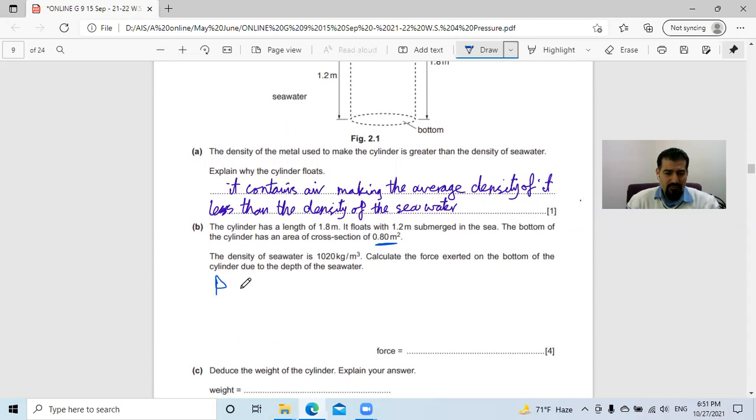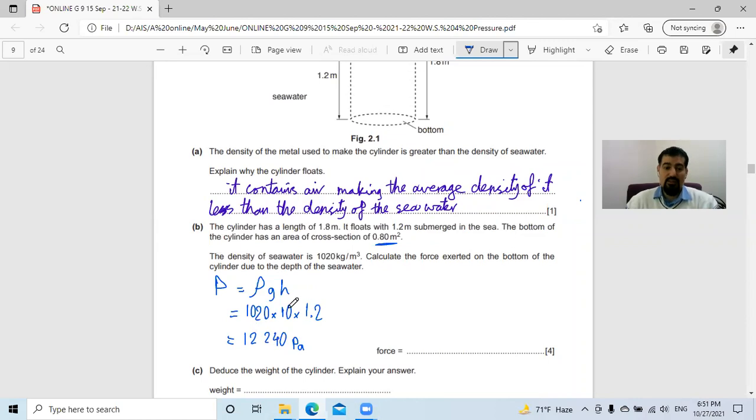Now we know the pressure due to the sea, but they ask about the force. That's why it's 4 marks. First step, I have to find the pressure at the bottom. So density times gravity times depth: 1,020 multiplied by 10, multiplied by the depth inside the water, which is 1.2. By using the calculator, how much is the answer? 1,020 multiplied by 12. The answer is 12,240 pascal.